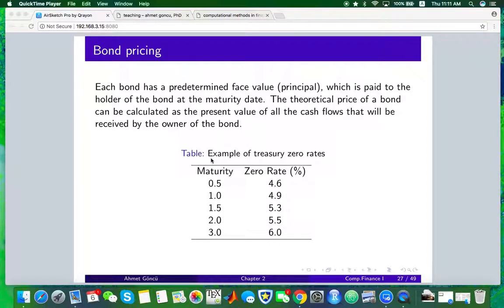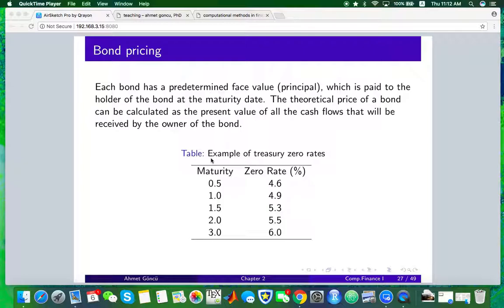Okay, now let's talk about the bond pricing. Each bond has a predetermined face value. This is also called the principal of the bond, which is paid to the holder of the bond at the maturity date. So the theoretical price of a bond can be calculated as the present value of all the cash flows that will be received by the owner of the bond.